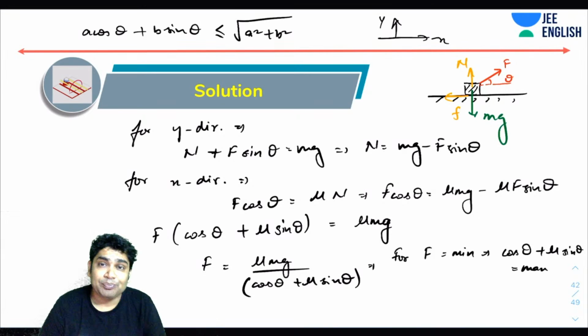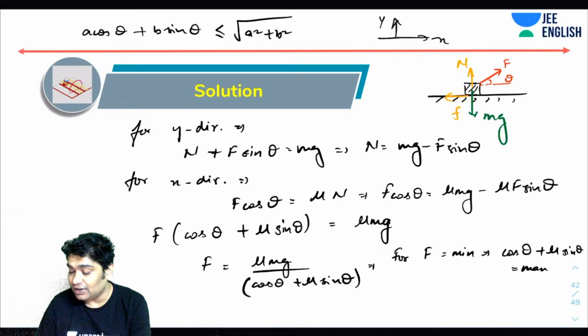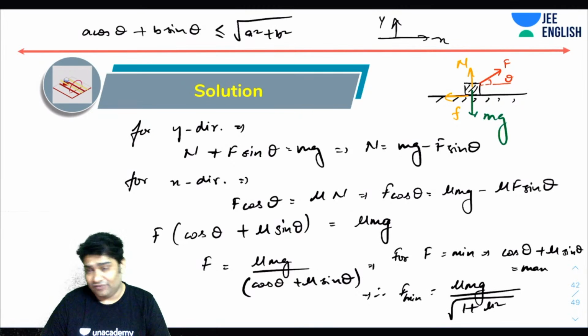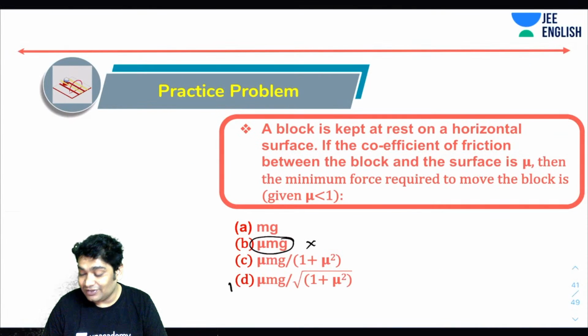So remember this. Therefore, the maximum value of a cos theta plus b sine theta is always root of a square plus b square, and here a is 1, b is mu. So here you will realize, therefore, f min would have been mu mg over root of 1 plus mu squared. Let's see if the options match with that. Yes, we have. Option D would have been the correct answer.